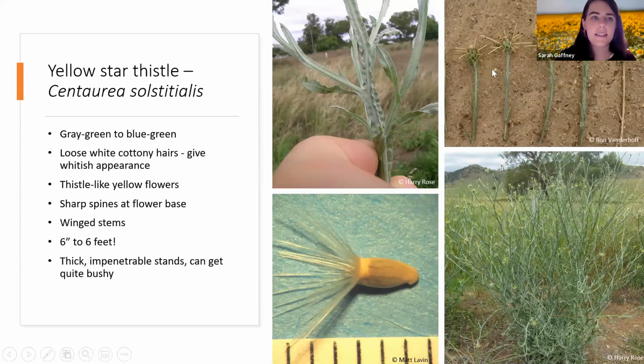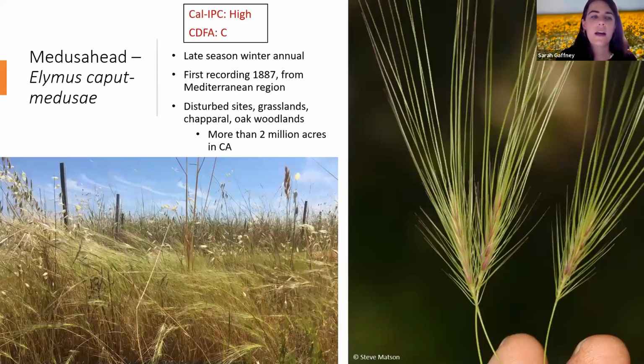So next I'll finish up with the noxious weeds. The next main noxious weed is medusa head. So its genus name is Elymus caput medusae, also Taeniatherum. People can't seem to make up their minds on what genus they want it to be. Medusa head was first recorded in California in 1887. As with all of these other plants that are invading California, it's also from the Mediterranean region. It loves disturbed sites, grasslands, chaparral, and oak woodlands, and it's in more than 2 million acres in California.